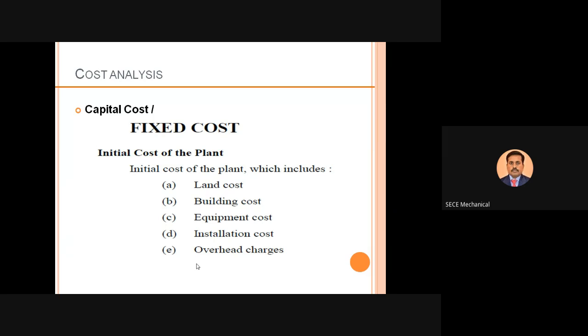So capital cost is normally a fixed cost, depending upon various costs. The first one is land cost, second is building cost, third is equipment cost, next is installation cost, and last is overhead charges. These are the things in the fixed cost of a power plant. Do you have any doubt in this?